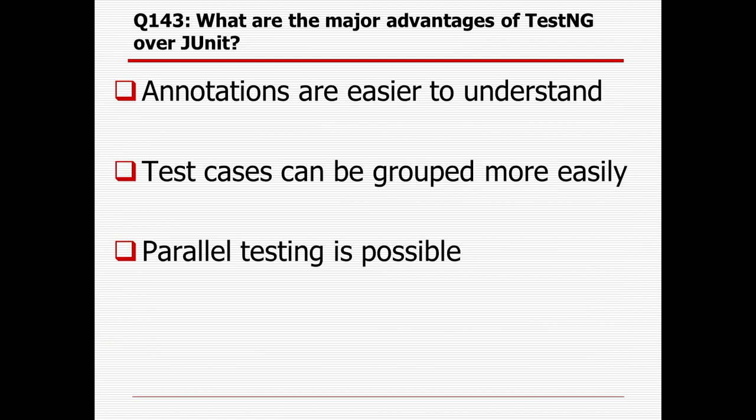What are the major advantages of TestNG over JUnit? I already told you JUnit is the developers' framework, which we practically use for development and unit testing, whereas TestNG is the framework for testers, and it can be used for sanity, smoke, functional, parallel testing, all this kind of stuff, right? Annotations are easier to understand in TestNG, whereas they are not as easy in JUnit. Tests can be grouped more easily in TestNG, and one important feature is that parallel testing is possible, whereas it is not possible in JUnit.